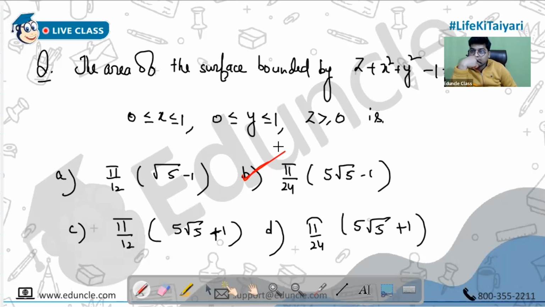Dx dy you are saying, and will you multiply by 2? Yes. Will you multiply by 2? No. Number 1. Number 2, what is the limit of x and y? 0 to 1, 0 to 1? What is the limit of x and y? 0 to 1, 0 to 1? Yes or no? Who will speak? Should I write it?